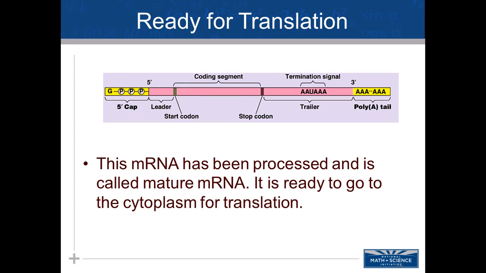Alright, so the last bit. Now we are finally ready for translation. The messenger RNA has been processed. Introns have been removed. We've added a 5' cap and a poly A tail. In order for this piece of messenger RNA to go out to the cytoplasm, it usually has to attach to some sort of protein signal that will allow it to move through the nuclear pore. It is known that not every piece of mature messenger RNA that is made in the nucleus ever reaches the cytoplasm. Some of them are unable to cross the membrane of the nucleus.